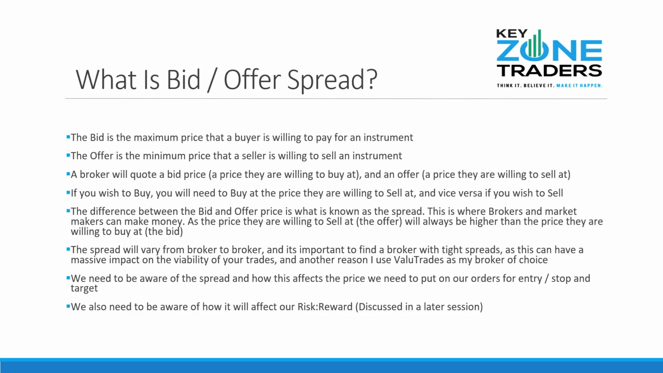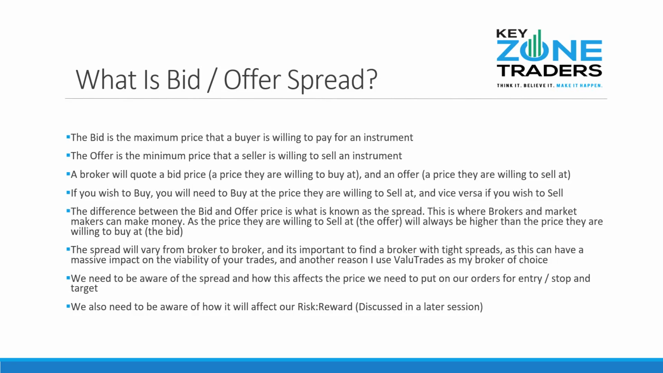So when you go onto your broker, a broker will quote a bid price, which is a price they are willing to buy at, and an offer price, i.e. a price they are willing to sell at. If you wish to buy, you will need to buy at the price they are willing to sell at, and vice versa. If you wish to sell, you will need to sell at the price at which they are willing to buy at. So if you're selling, you will need to trade on the bid, and if you are buying, you will need to trade at the offer.